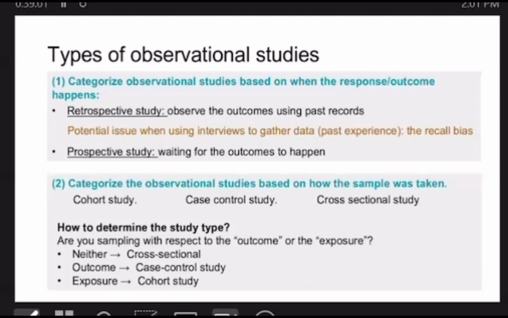Now, the last one is what we call cross-sectional. In cross-sectional, we don't take into consideration outcome or exposure. We only collect data across individuals at a particular point in time. At that point in time, we can only talk about what happened at that time. For anything beyond that time period, the result of cross-sectional is no longer binding.